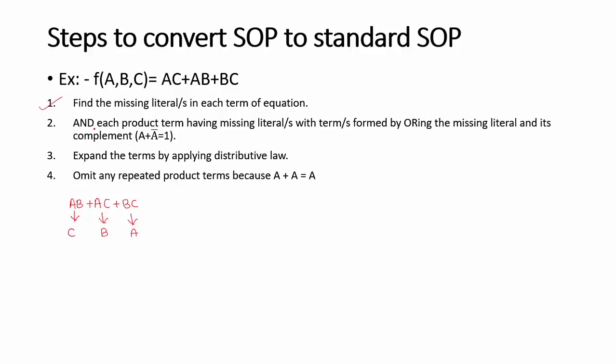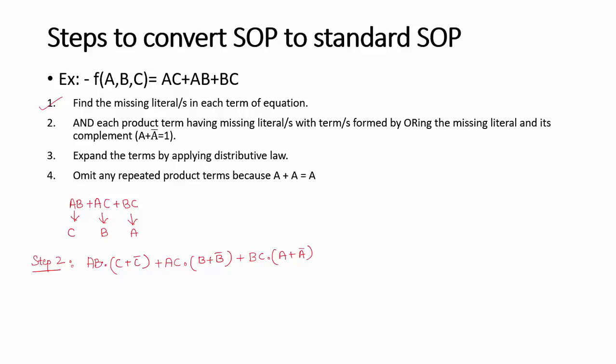So step 2 is to AND each product term having a missing literal with a term formed by ORing the missing literal and its complement. This is based on the identity that A + A bar is always equal to 1. This is a Boolean identity. So according to step 2, in the first term C was missing, so you will AND it with C + C bar. Similarly, in the second term B was missing, so you will AND it with B + B bar. Similarly, in the third term A was missing, so you will AND it with A + A bar.